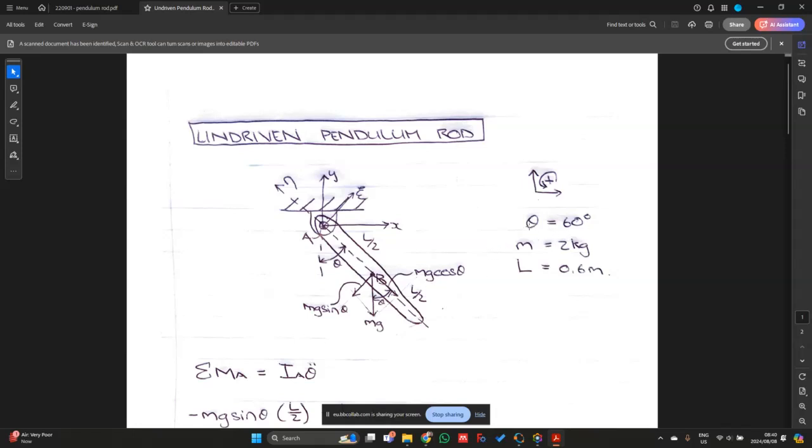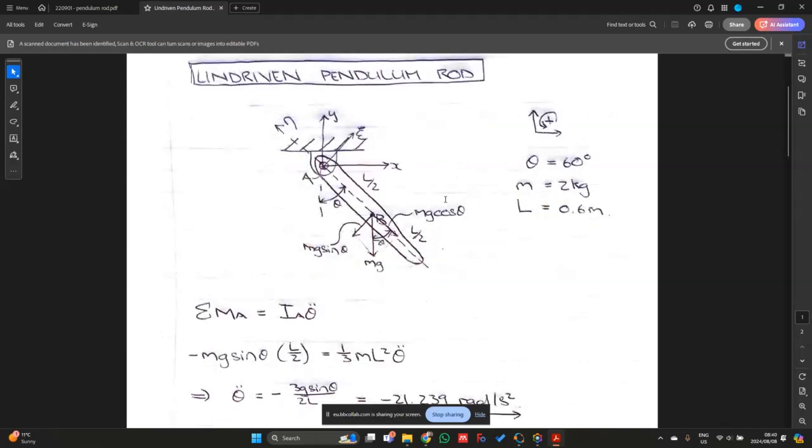Then the information that is given over here, so theta is equal to 60 degrees with respect to the vertical. Then we have the mass, which is 2 kilograms, and the length 0.6 meters. Okay, so in this case, it's the undriven pendulum rod. So the only force that is going to act on this system is then weight. So this is this mg that I'm denoting at the center of mass. And then I can go and break it up into its two components. So mg sine theta, mg cosine theta, which are then aligned with the psi eta directions as well.